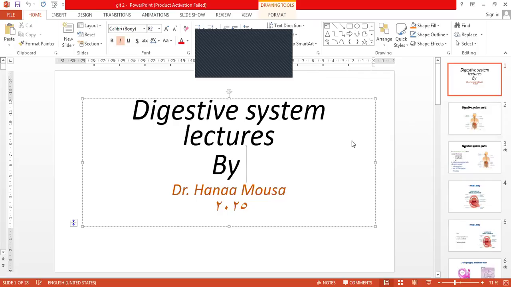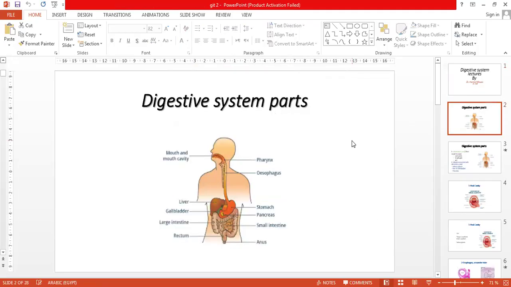In the histology of the digestive system, before we start discussing the histological structure of each part, first of all, we discuss the anatomy of the digestive system. The anatomy of the digestive system is composed of, first of all, the alimentary canal, and secondly, the glands associated with this alimentary canal.